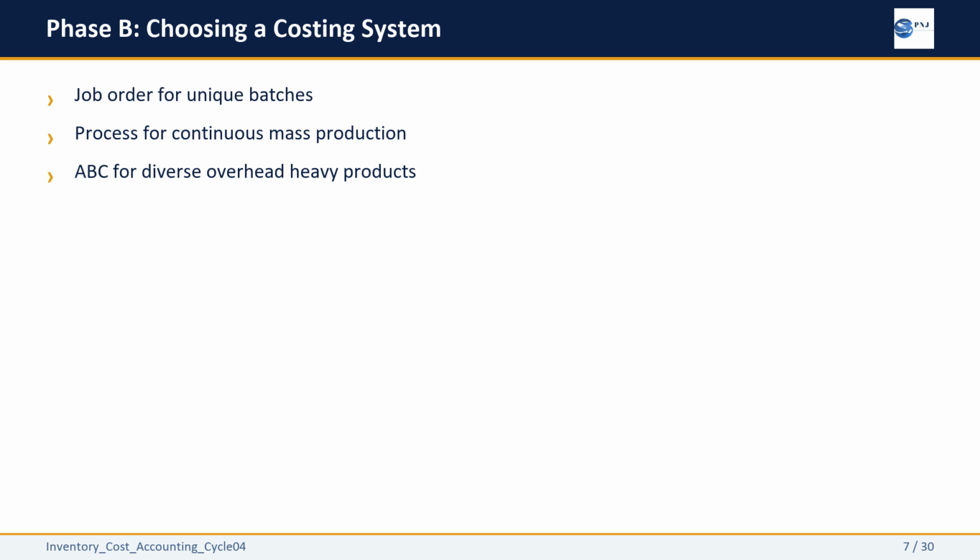Phase B sets up the cost accounting engine. The first decision is which costing system fits the production process. Job order costing suits unique, custom, or small batch work, where each job carries its own job cost sheet. Process costing suits continuous mass production, where costs accumulate by department and average over units. Activity-based costing, ABC, fits when overhead is large and products consume it in very different proportions. The system you pick becomes a documented accounting policy, applied consistently, so choose to match the process, not convenience.